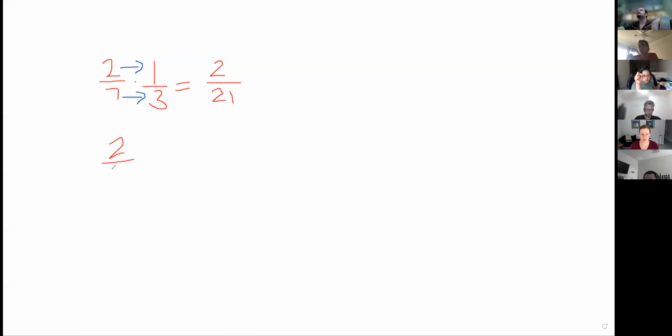I'll just do the same problem, or slightly the same, but make it a division. So when you divide, has anyone heard of keep, change, flip? I know that's pretty popular. Yeah, you keep the first one, change that and flip that. So this would keep the 2/7, change the multiplication or division into a multiplication, and flip that one.